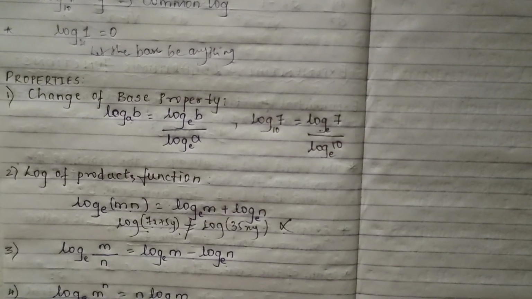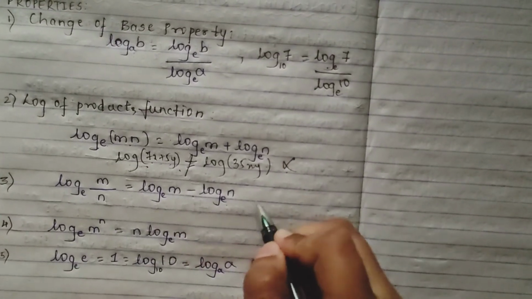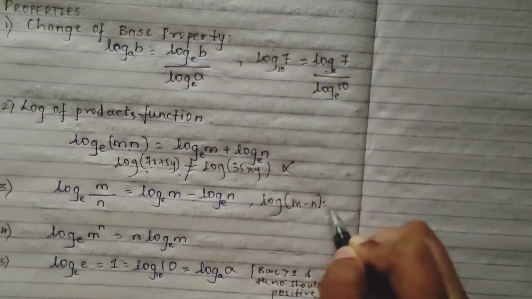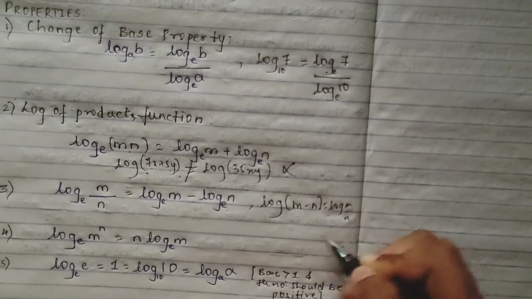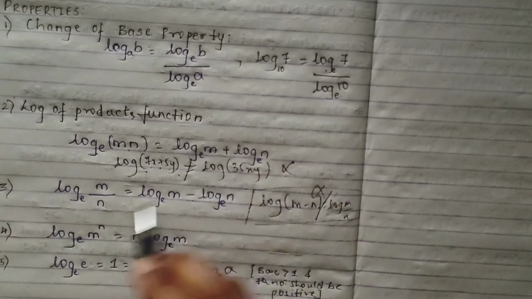In the same way for log. Even in m by n, if you have m minus n, log of m minus n you can't split. This is also totally wrong. This is not the proper formula. This is wrong and this is wrong. Your proper property is this.